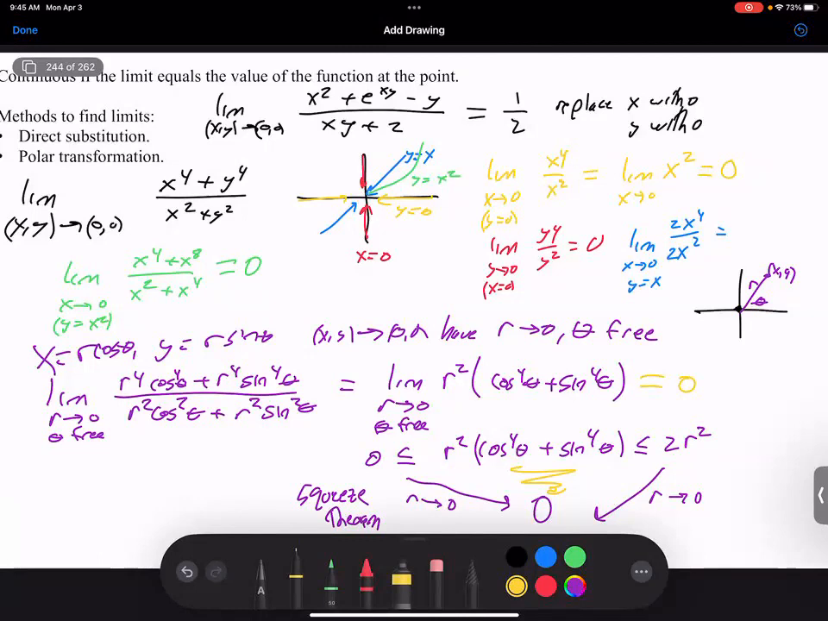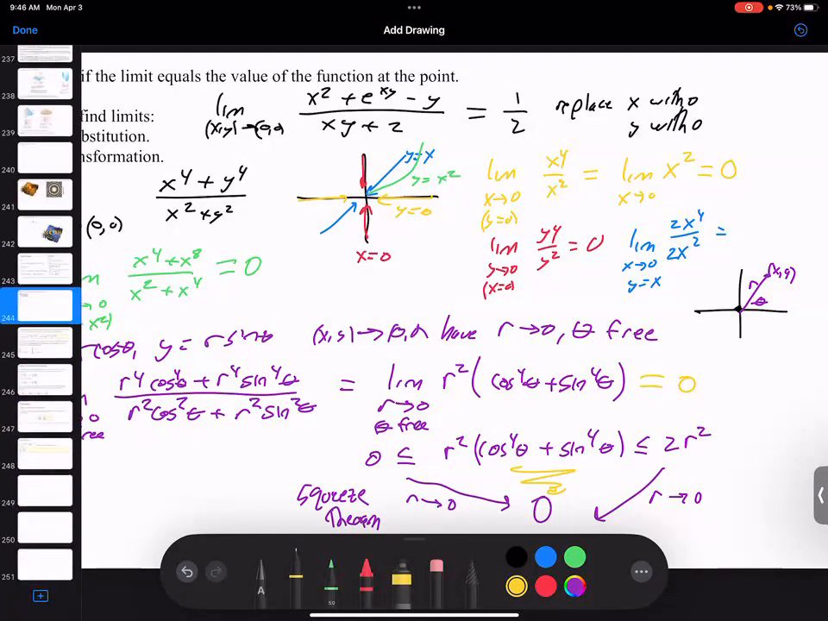As a nice exercise, you could try to come up with something where you would get a different answer depending on how you approach. If instead of x to the 4th plus y to the 4th, you did x squared minus y squared over x squared plus y squared, that would be a good example.